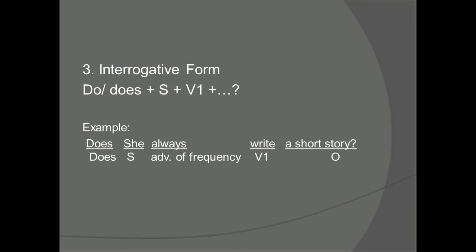Interrogative form. Do or does plus subject plus verb 1 plus object. Example: Does she always write a short story?